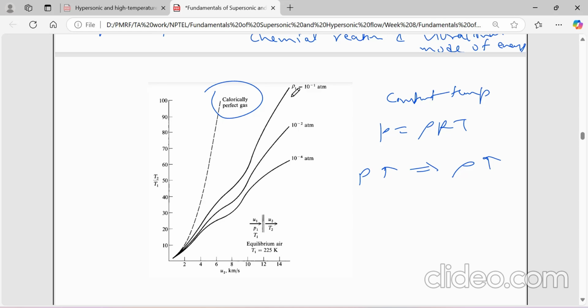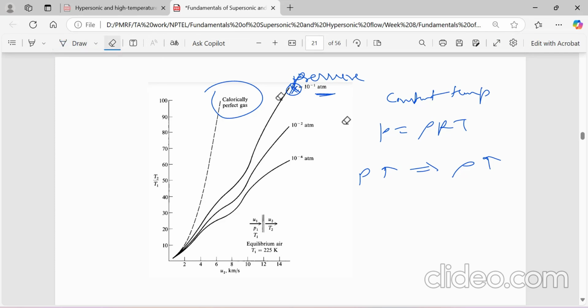Wait, in this plot, this is unity atmosphere, but the symbol is for density. So I think there is one typo. Let me check. So this is for pressure, not density. There is one typo, so you don't need to see this.